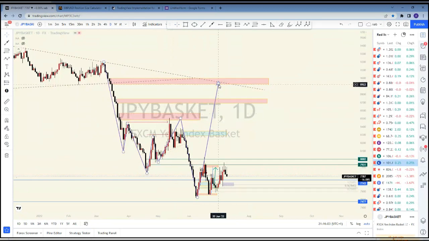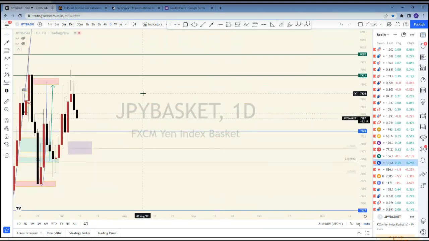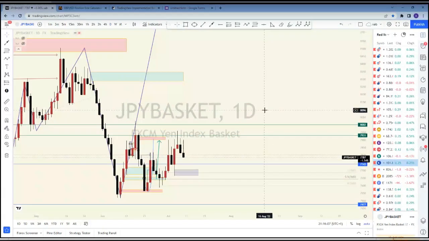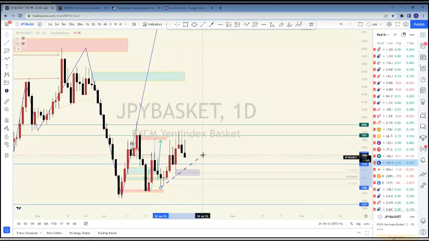For me, I think one thing we can start to look out for right now is the breakout of this wedge. It's the breakout of this wedge, which means that we have a couple of options. Either price does this.